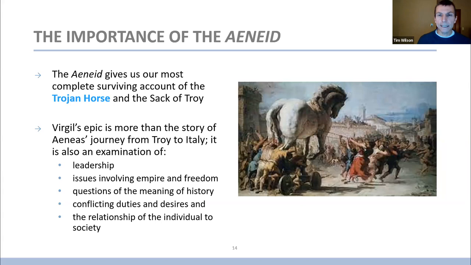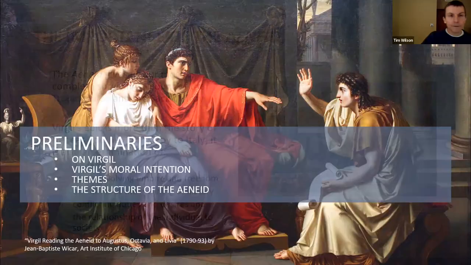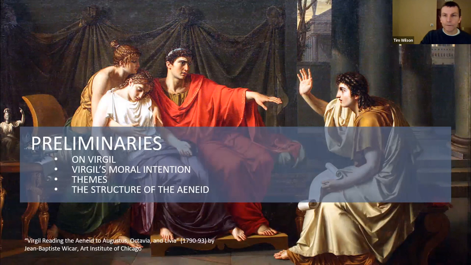And I think the epic also provides important fodder for issues around empire and freedom, questions of the meaning of history, the conflict between duties and one's own desires, and the relationship of the individual to society. A lot of these profound, enduring questions, the Aeneid has a profound expression of the essential nature of those questions and some of the limits of each of these ideas, some of the limits of the questions themselves. So that's a bit about Aeneas, how we know Aeneas from the Iliad, a bit about the Aeneid as such.